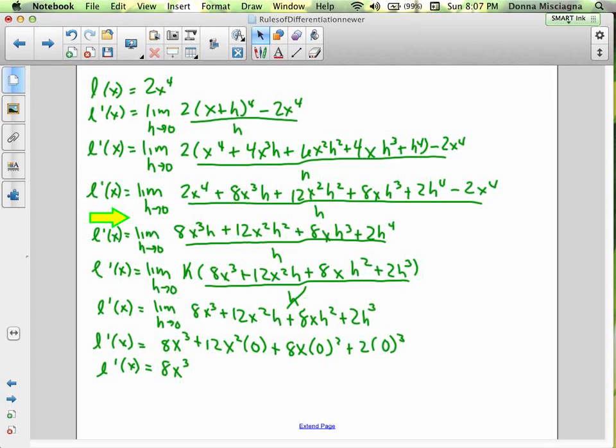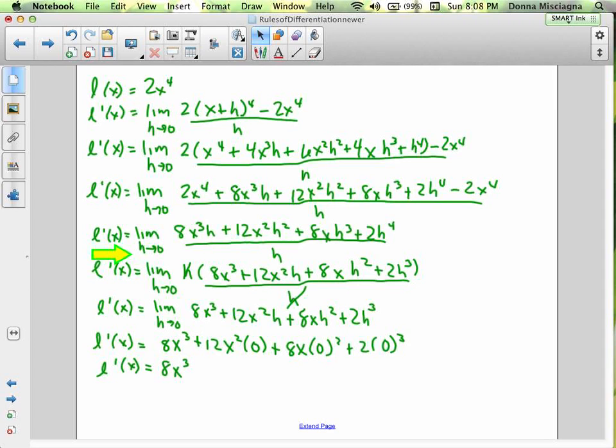All right, and then we can cancel out those 2x to the fourths, right? We've got a positive and a negative. So that's going to leave us L prime of x equals the limit as h approaches 0 of 8x cubed times h plus 12x squared h plus 8x h cubed plus 2h to the fourth. So all I've done is just cancel out the positive and negative 2x to the fourth.